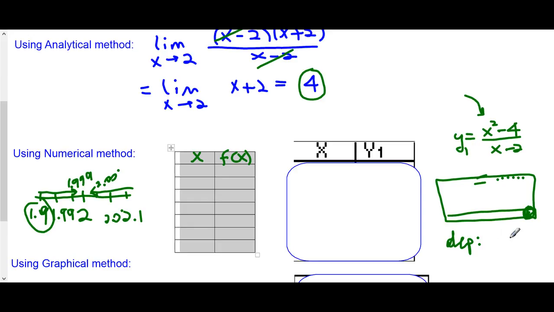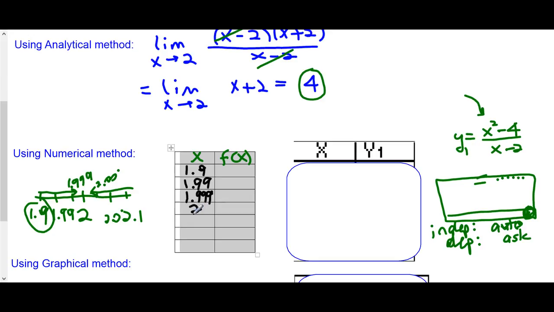Select that one as ask. And independent variable, that's your x, select it as auto. So if you choose these settings for your table settings, it will allow you to enter the x values manually. So I would begin by entering x equals 1.9, then 1.99, and so forth.